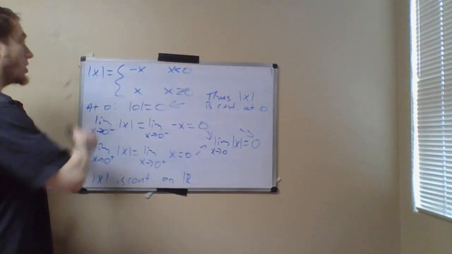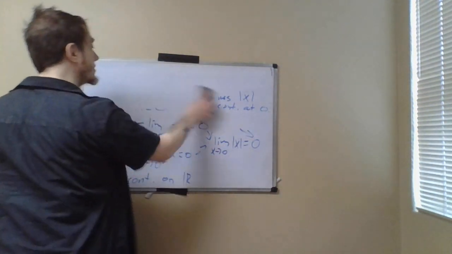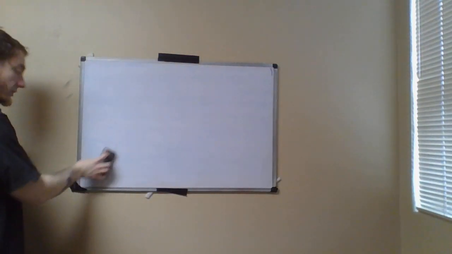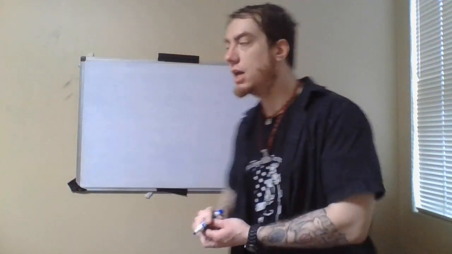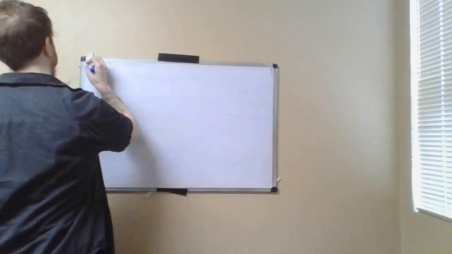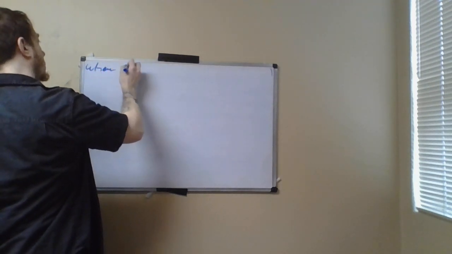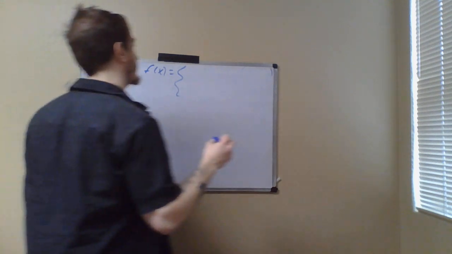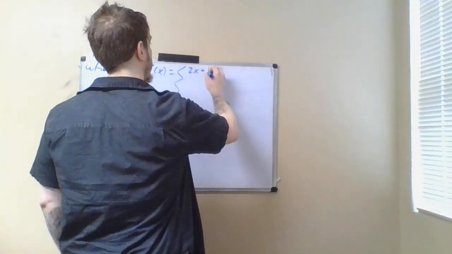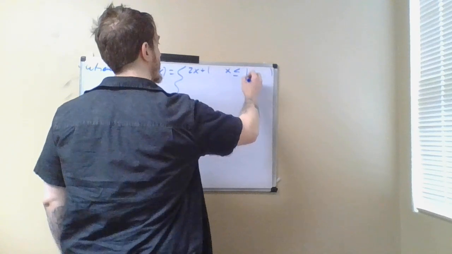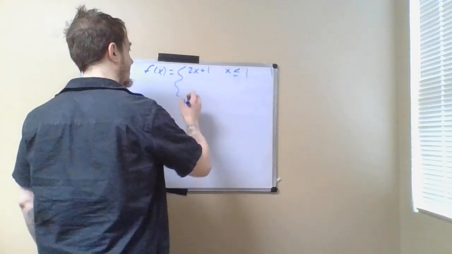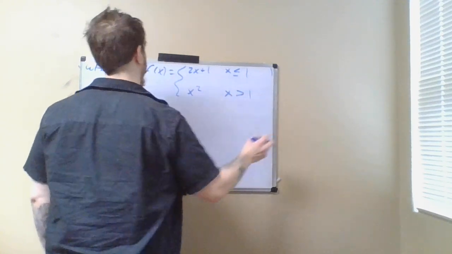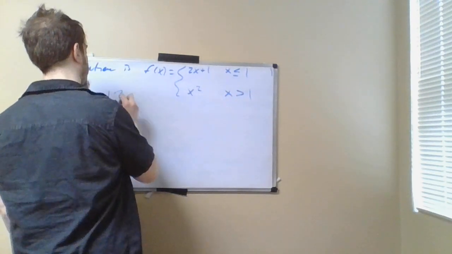Now, before we go on to talking about some more examples of piecewise defined functions, let me just show you one more example to solidify the ideas of what we're saying here. So let's suppose that I want to know where f of x equal to 2x plus 1 for x less than or equal to 1, and equal to x squared for x bigger than 1, is continuous.